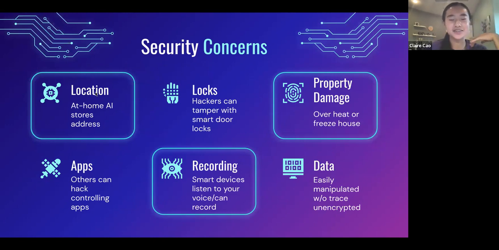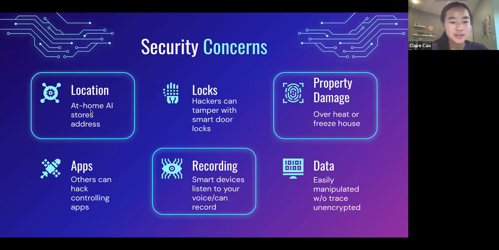So I talked about this earlier, like location. At home, AI stores your address because they have location tracking services and they can do that. So like your Alexa, maybe your smart fridge, your super fancy light bulb, who knows?